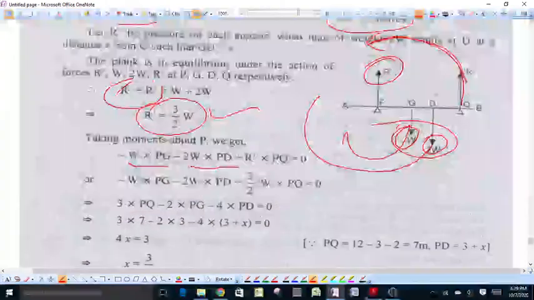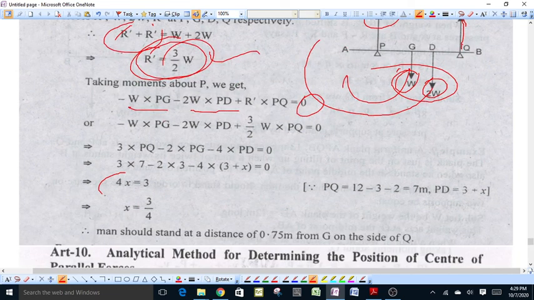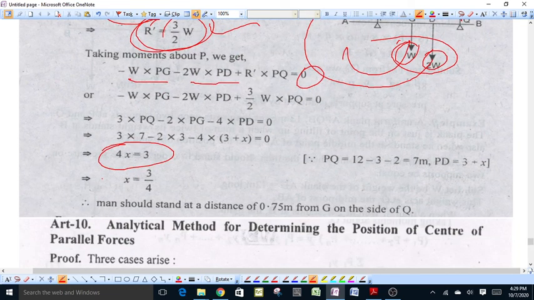Now, because the system is in equilibrium, the net moment will be equal to 0. So, minus W into PG minus 2W into PD plus 3 by 2 W, because R dash is equal to 3 by 2 W, into PQ is equal to 0. By solving this equation and by putting in the values of PQ, PG and PD, we have 4x is equal to 3, and from this relation x comes out to be 3 by 4.